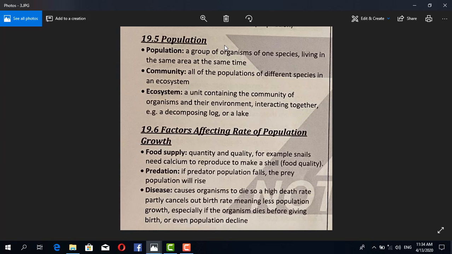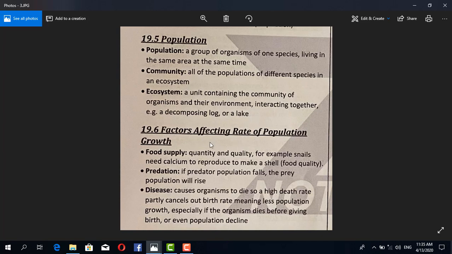So I would say that the number of people in China is much more than the number of people, for example, in Slovenia. So a population is a group of organisms of the same species living in the same area at the same time. Meanwhile, the difference between population and community: the community is all of the populations of different species in an ecosystem. And the ecosystem is a unit containing the community of organisms and their environment interacting together.